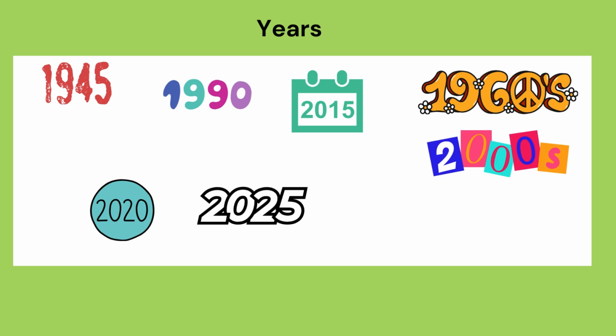Now, how do we say years? In English, we normally say two numbers. So 1945. The first two and the last two. 1945. 1990. 2015. 2020. 2025. And sometimes we put them all together, like we say the 1960s. That means the whole time from 1960 to 1961, 62, 63, up to 1969. And the same with the 2000s.